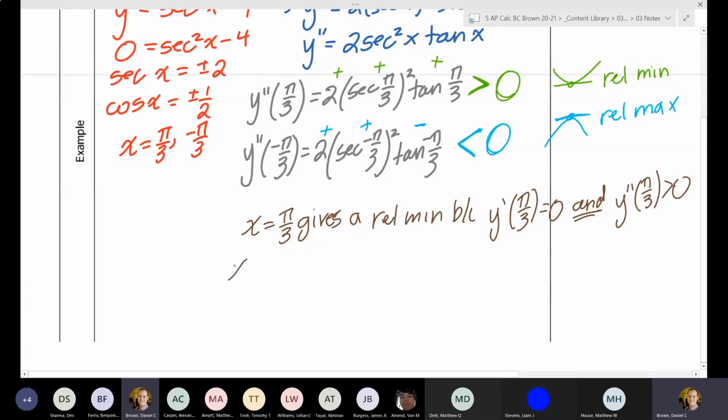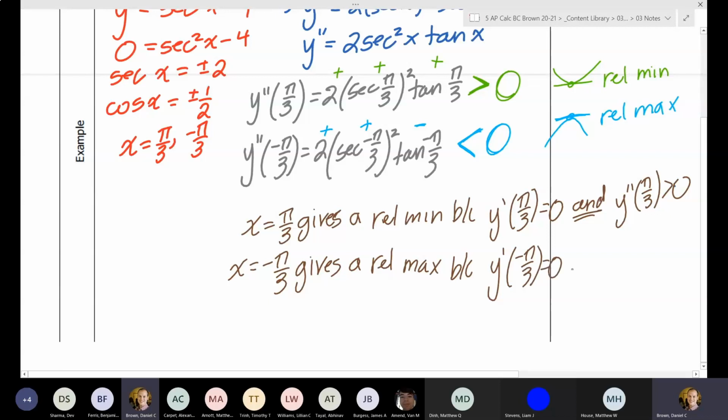And I can do the same thing for negative pi over 3. It is giving a relative maximum. How do I know it's a relative maximum? Because the first derivative there is 0, and the second derivative at that point is less than 0.